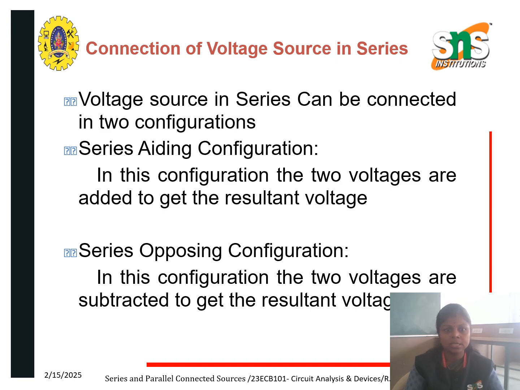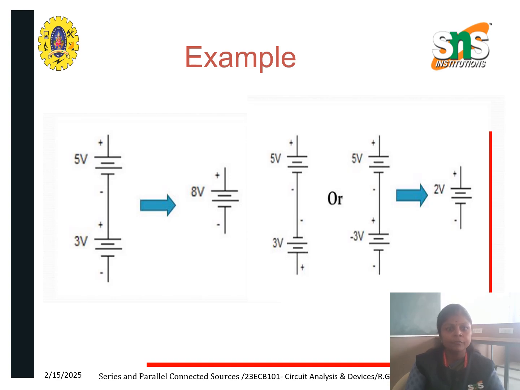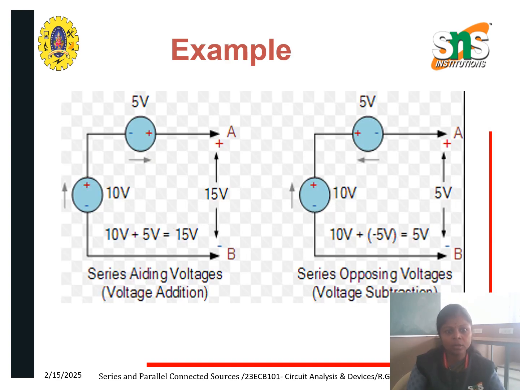The connection of voltage sources in series. Voltage sources in series can be connected in two configurations: series aiding configuration and series opposing configuration. In series aiding, two voltages are added to get the resultant voltage. In series opposing configuration, the two voltages are subtracted to get the resultant voltage. For example, 5 volt and 3 volt are added together to give 8 volt, whereas in opposing configuration 5 volt and 3 volt are subtracted, giving 2 volt. Voltage addition and voltage subtraction take place.